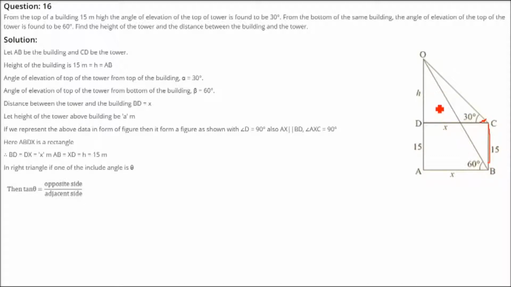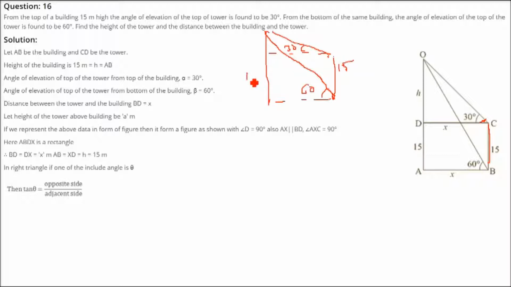We have to find out the height of the tower and the distance between them. Let me just draw it again. So we have a building and we have a tower. Let us join the lines. From the top of the building, the angle of elevation is 30 degrees. From the bottom of the building, the angle of elevation to the top of the tower is 60 degrees.